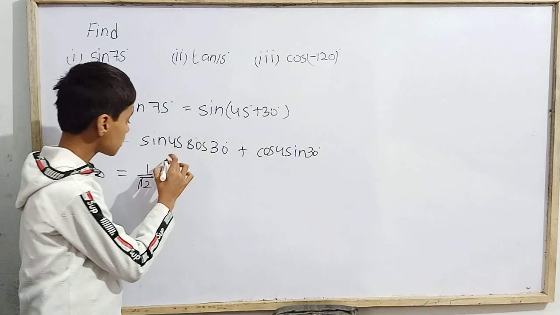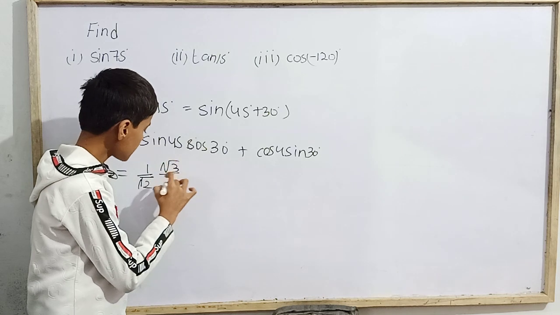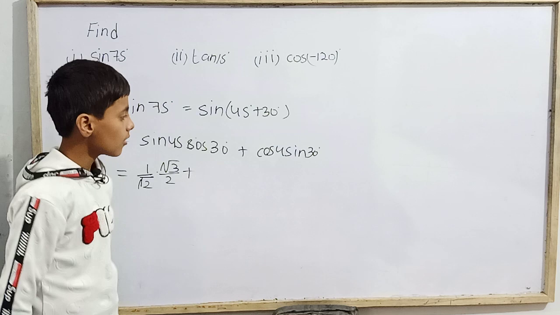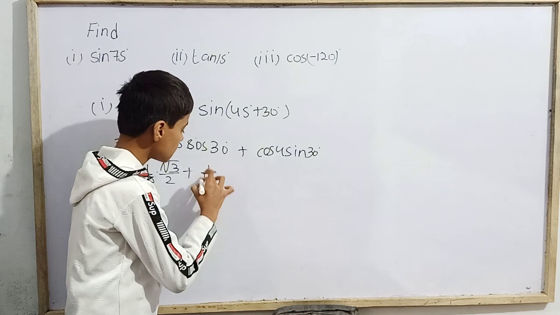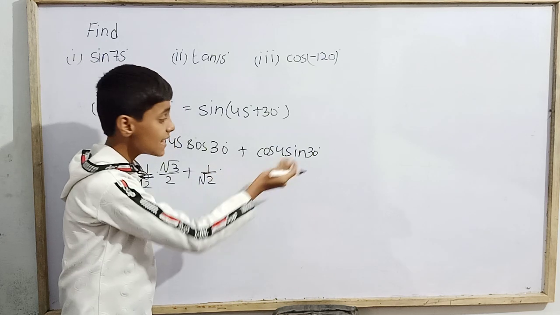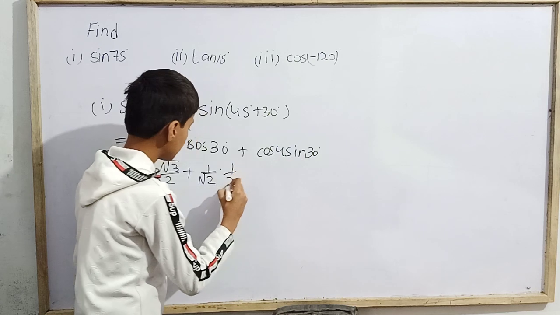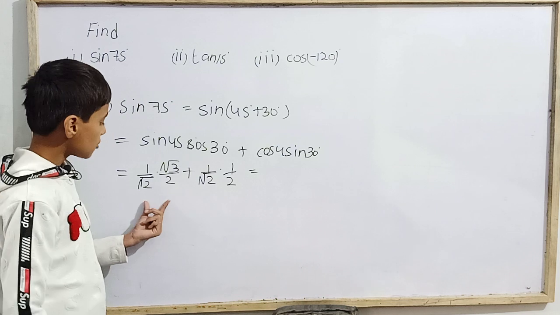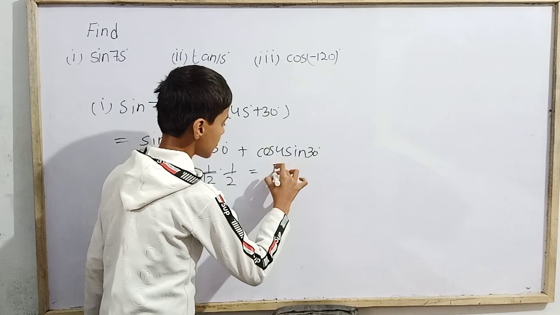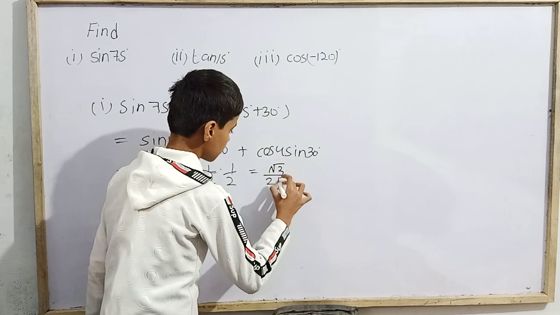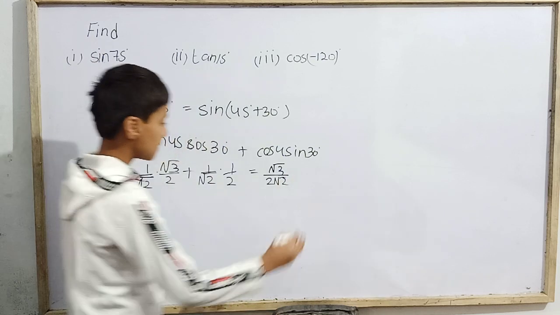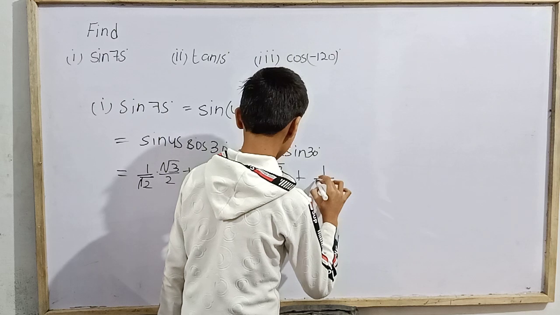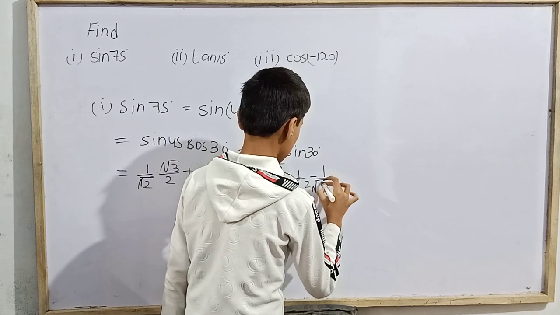Cos of 30 क्या होता है? Root 3 by 2. Plus what? Cos of 45 degree. Okay, cos of 45 degree is also 1 by root 2 into sin of 30 degree. That is 1 by 2. तो अगर इसको evaluate करना चाहें, so that will happen. So, पहले तो इसको multiply करेंगे. Then root 3 by 2 root 2, plus, this will evaluate. So, 1 by 2 root 2.